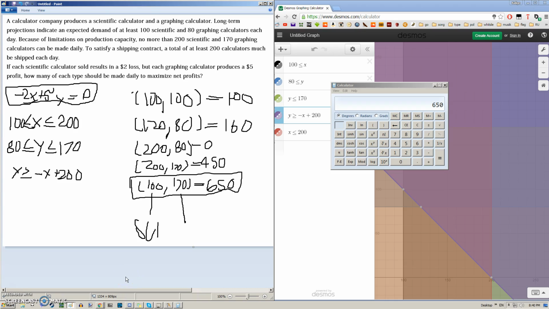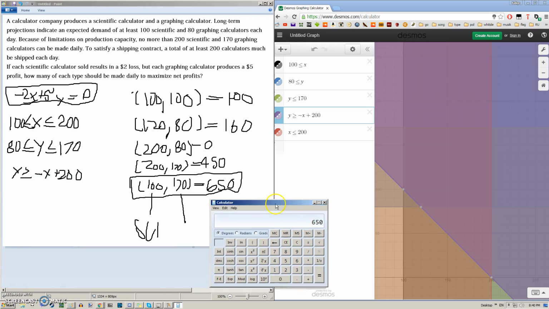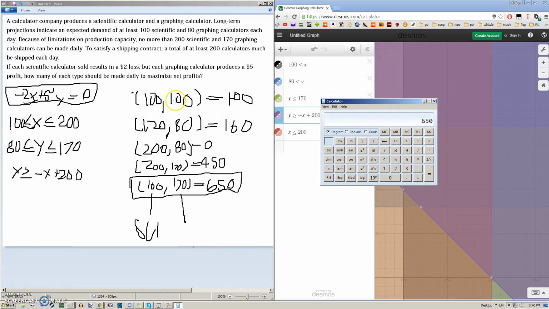Alright everyone, I'm back. As you know, I used my handy dandy calculator, and I just multiplied it. I literally just put these with the corresponding variable and multiplied. So for the first one I got 100, second I got 160, 0, 450, and 650. This right here, that's the key.